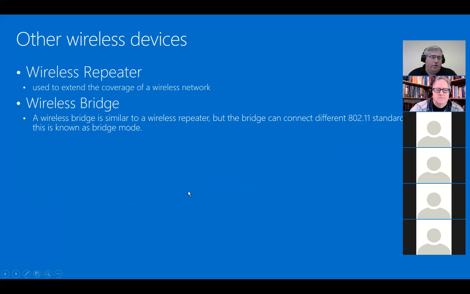And then other wireless devices would be a repeater or a wireless bridge. Somewhat uncommon.